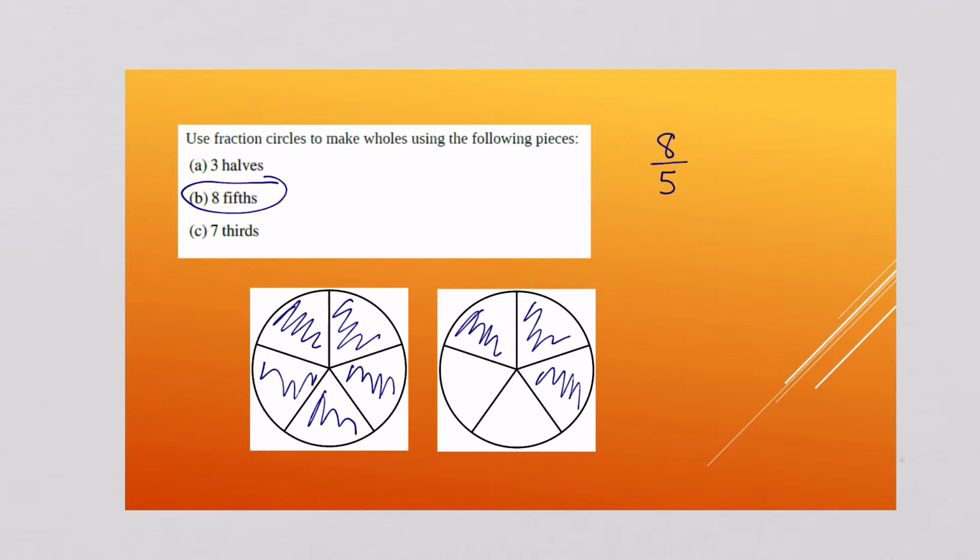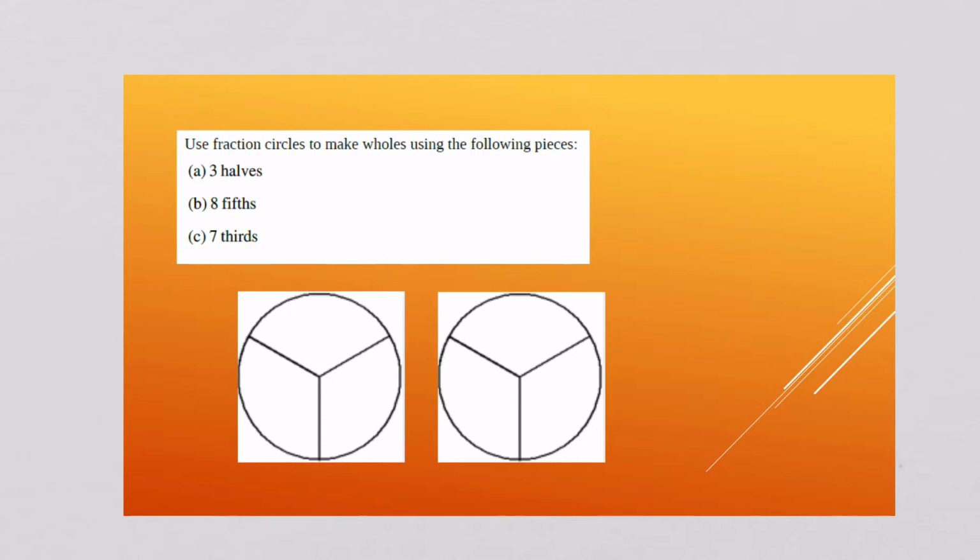So 8/5 means I have 1 entire pie or pizza or whatever you're looking at, plus I have 3/5 of another one. The fast way to do that math is 5 will go into 8 without going over 1 time. You have a remainder of 3, that's your numerator. 5 is your denominator.